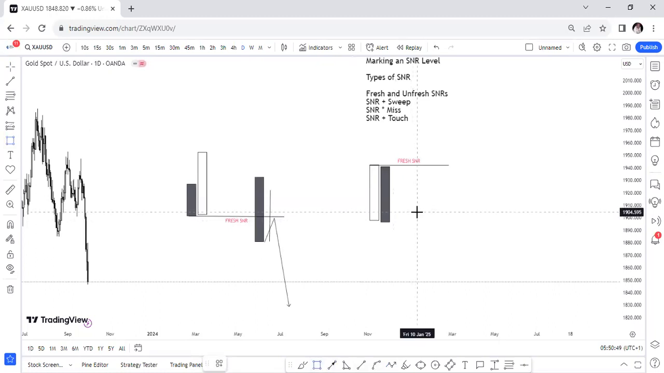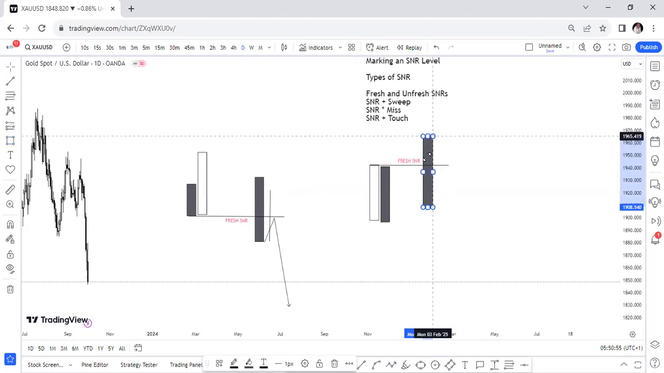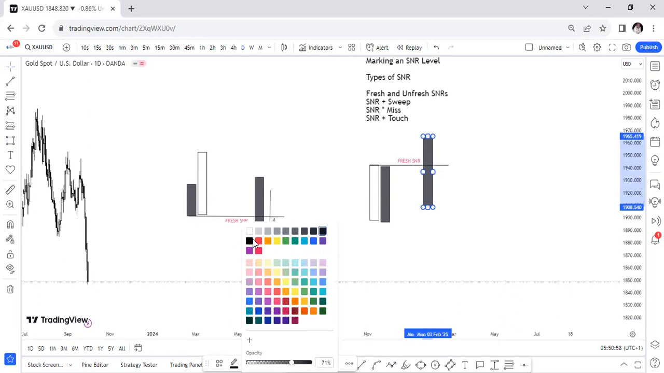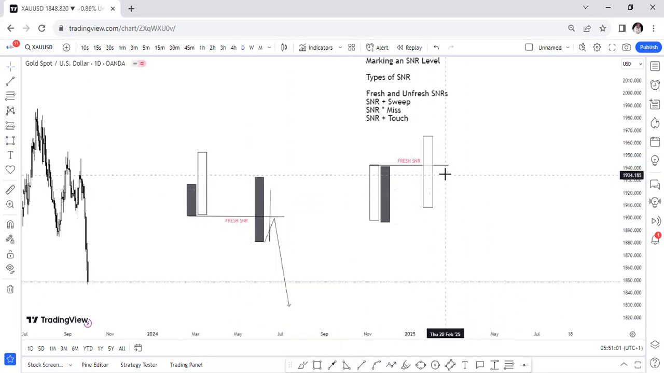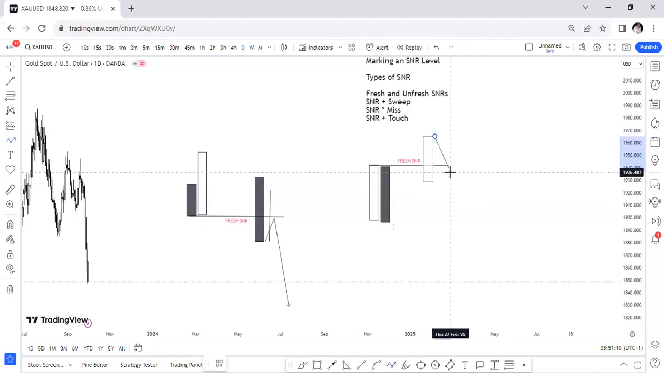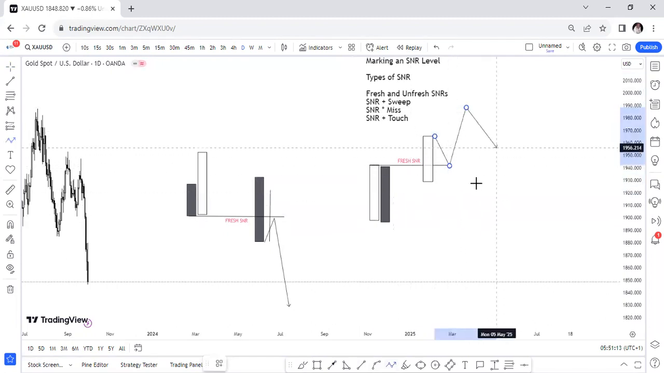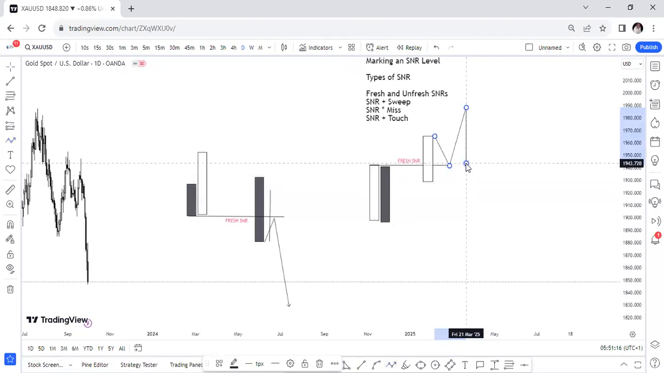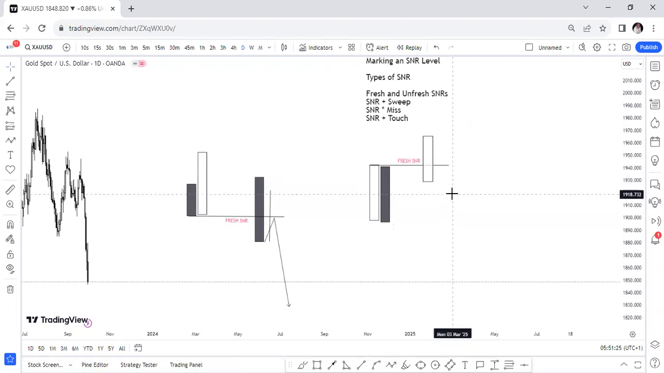But in a situation where we have something like this, that price broke through it and closed above it, that makes it a fresh SNR. So we're looking for price to tap back into it and then take the high. But if price comes back again and ends up with a wick that taps into it, it becomes unfresh. So you cannot differentiate between fresh and unfresh level.